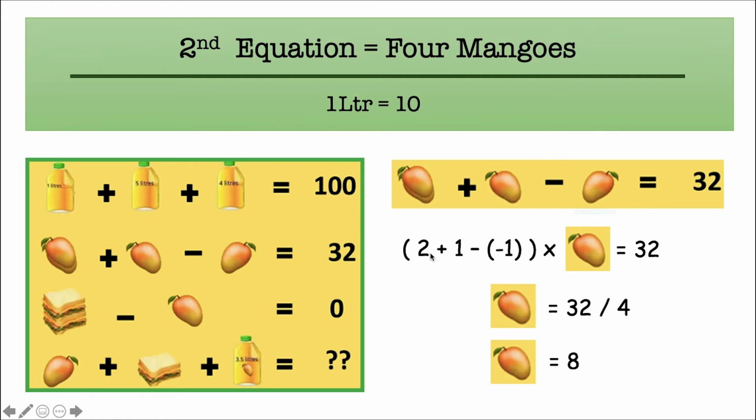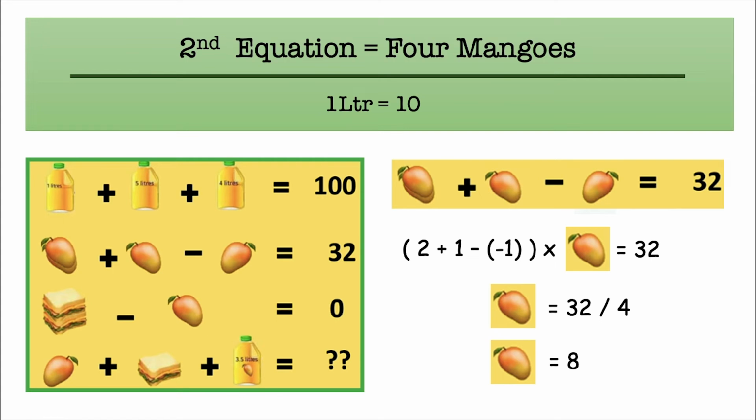So it will be 2 plus 1, this minus -1 into mango is equal to 32. So when this bracket is opened up, minus and minus will become plus. So 2 plus 1 into mango is equal to 32. So 1 mango will be equal to 32 divided by 4. So mango is equal to 8. So this is the end of our second equation.